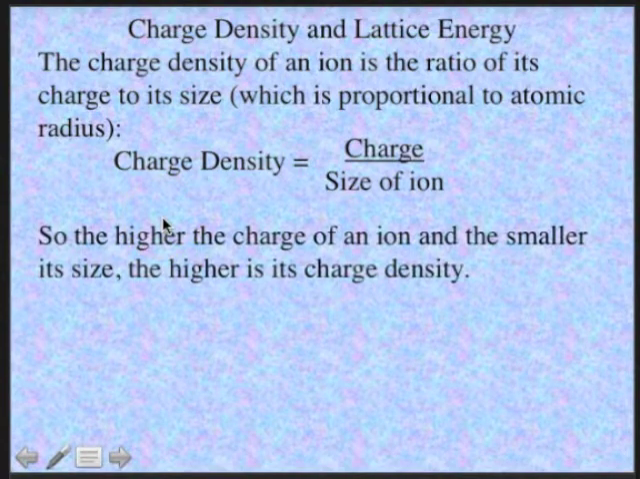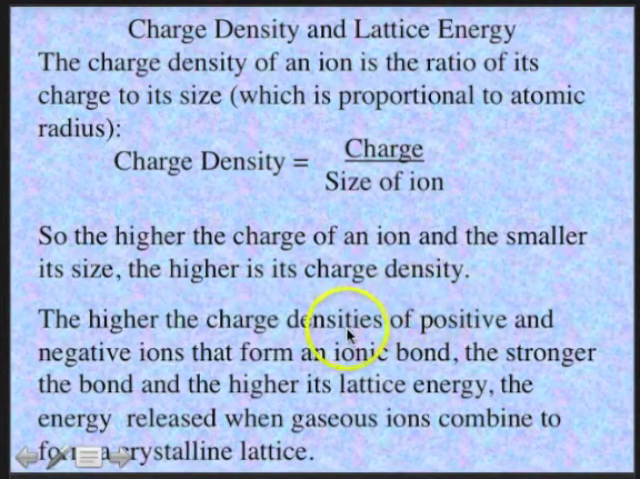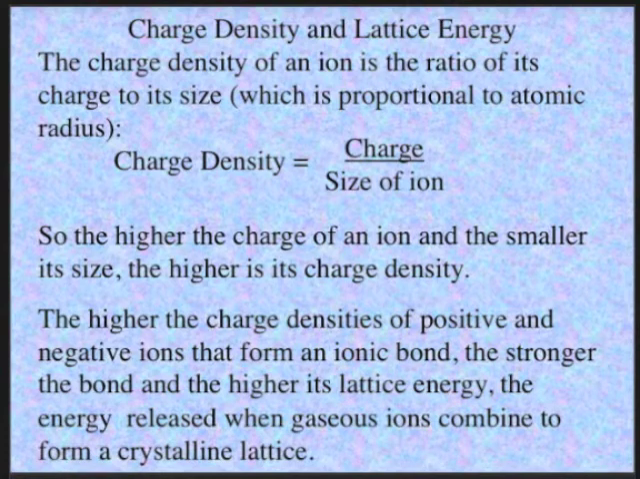So the higher the charge of an ion and the smaller its size, the higher is the charge density. The higher the charge densities of positive and negative ions that form an ionic bond, the stronger the bond, the higher its lattice energy: the energy released when gaseous ions combine to form a crystalline lattice.